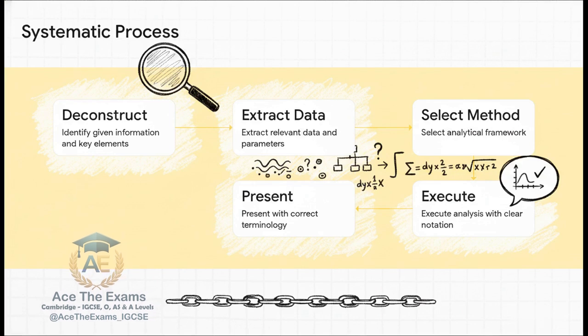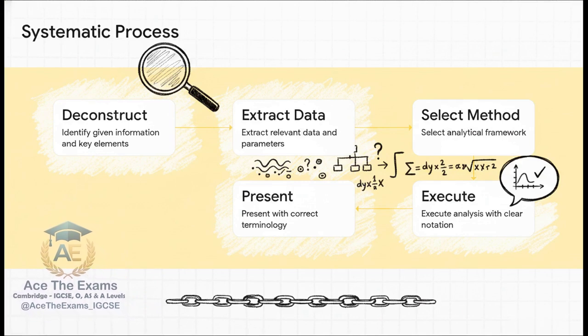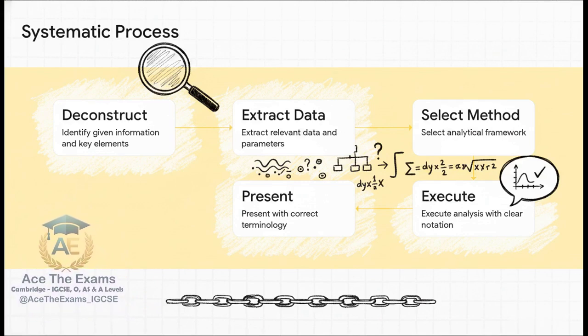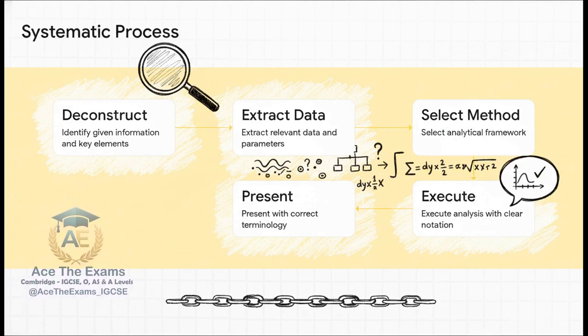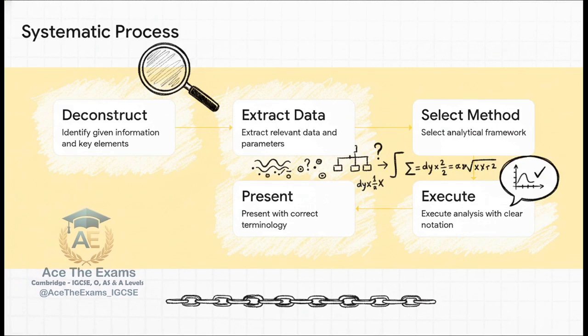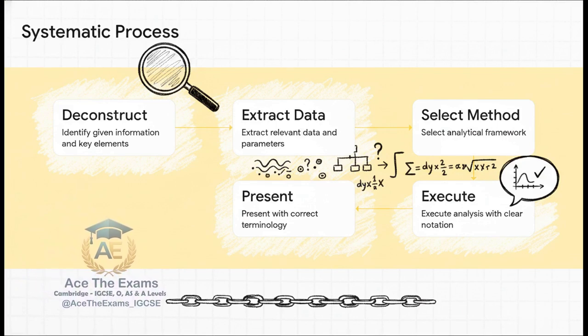Step 2. Extract relevant data. Pull the specific functions, the limits, and the given variables out of that dense paragraph of text and list them cleanly on the side of your page. Isolate the signal from the noise. Step 3. Select your analytical framework. Ask yourself, are we finding a median here? A variance? Set up the correct algebraic and integral equations before you start solving.